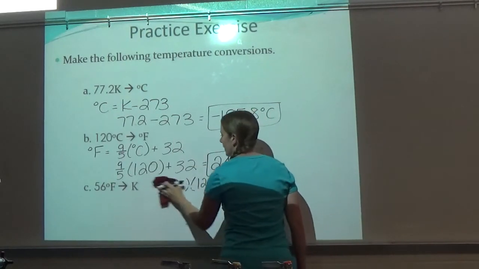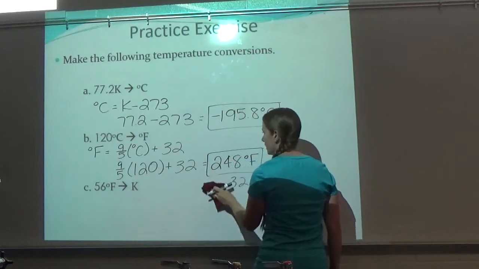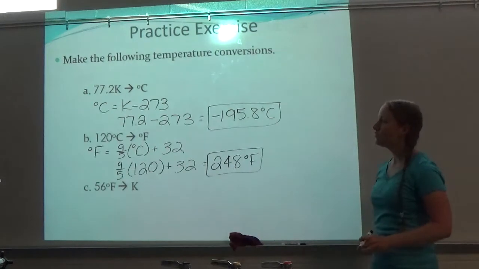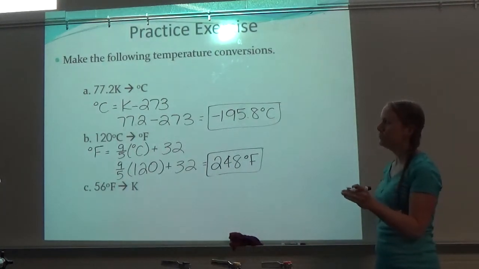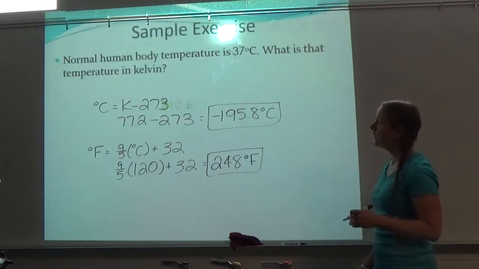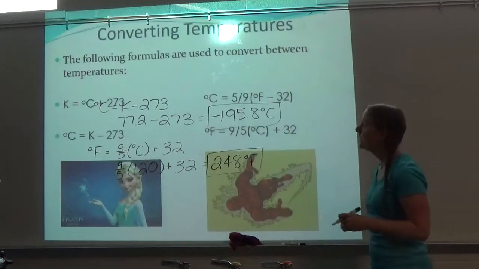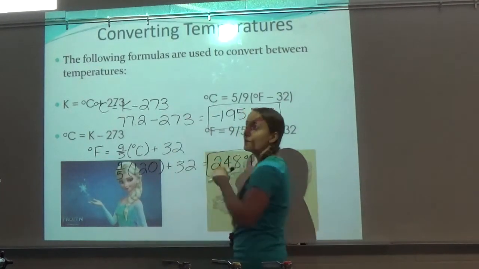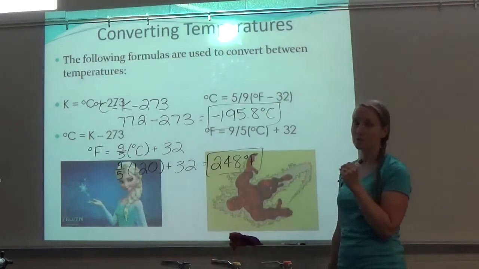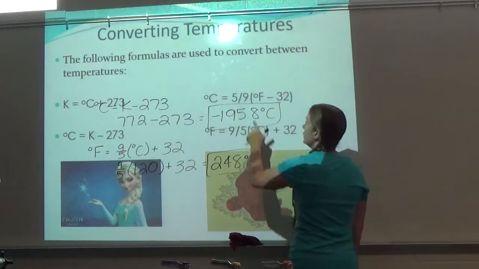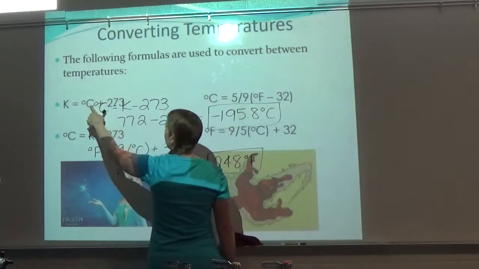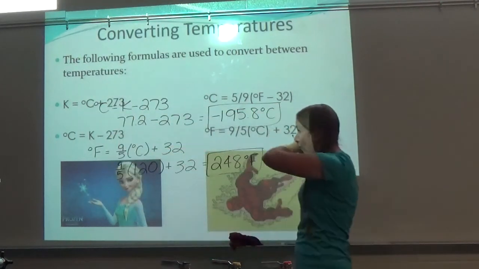All right. Now the trickiest type of temperature is this part C. It can't get any harder than that, because if you notice, we're going from Fahrenheit to Kelvin. I can go from Fahrenheit to Celsius, but I can't go directly to Kelvin. So you have to use two formulas. That's why I say it's the hardest. So I can go from Fahrenheit to Celsius, then I can go from Celsius to Kelvin.